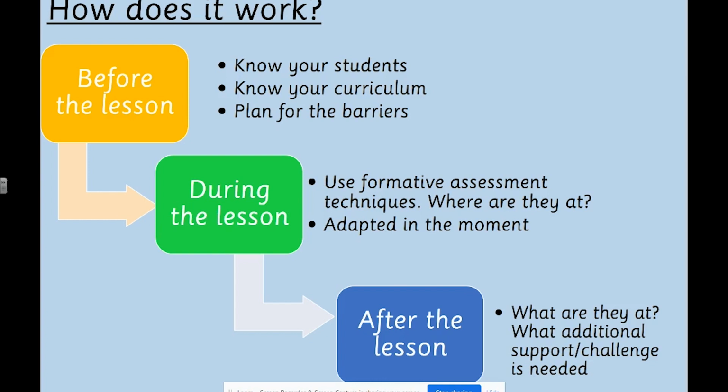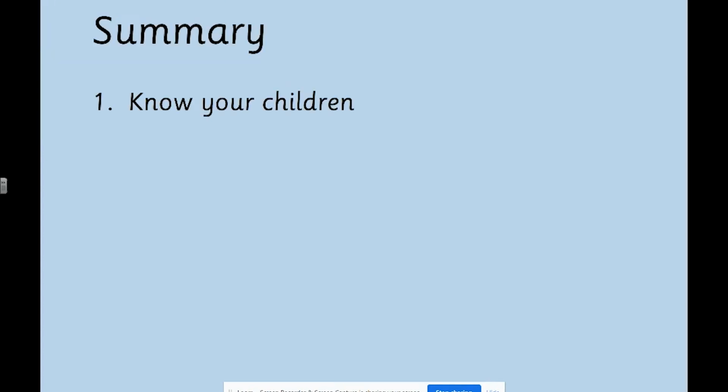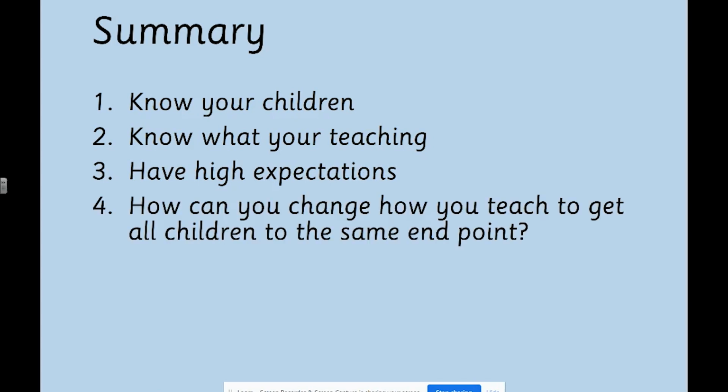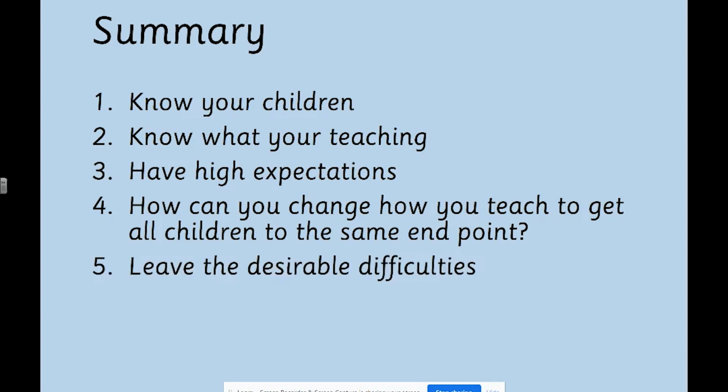So in summary, adaptive teaching is about being responsive, but being responsive at each of these different stages. So in summary, for adaptive teaching to be successful, you need to know your children. You need to know what you're teaching. You have to have high expectations of them. And you need to be constantly asking yourself the question, how can you change how you teach to get all students to that same endpoint? But leave those desirable difficulties in place. Do not remove all that challenge, because that will stop students' motivation.